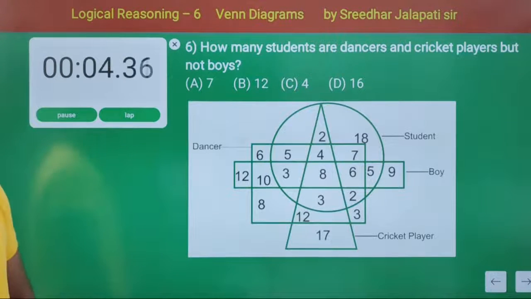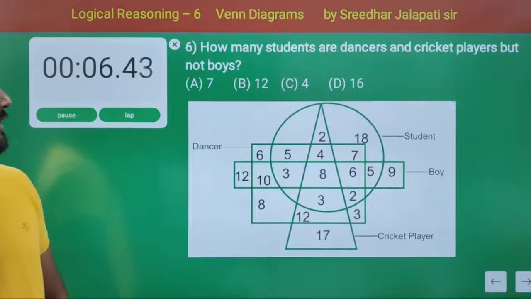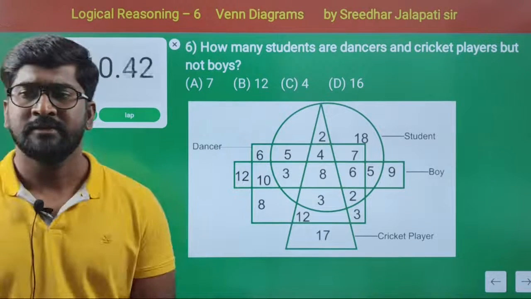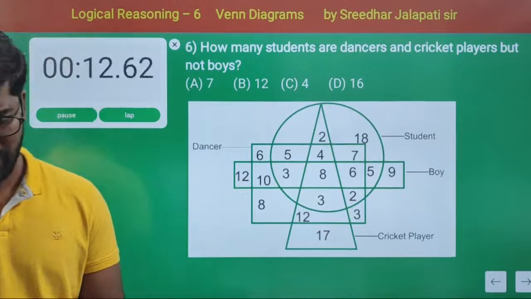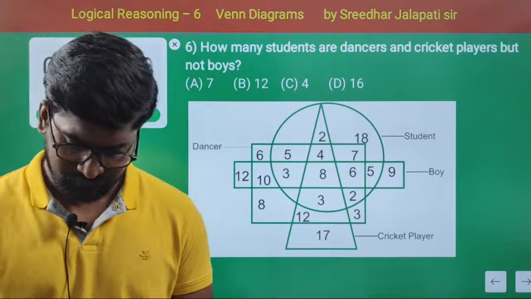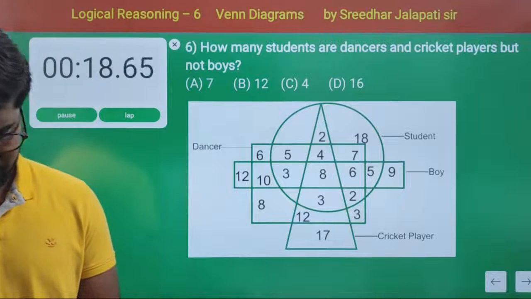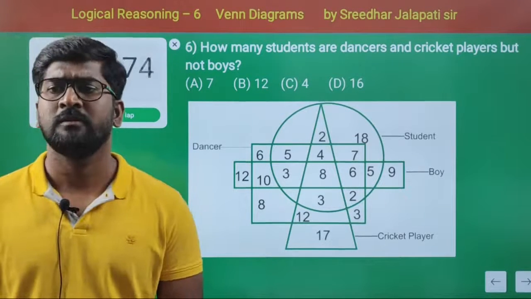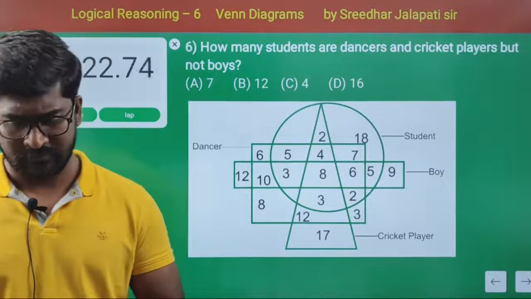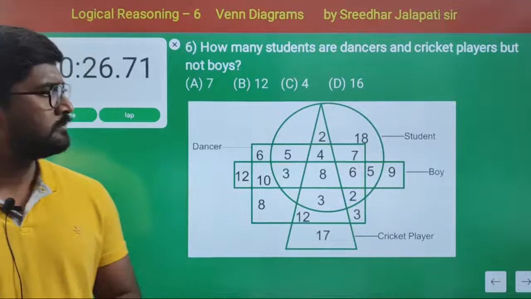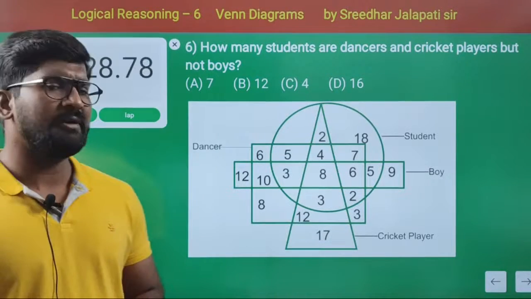Very confusing. I think altogether 4 variables are there. Dancers, student, boy, cricket player. So I have increased the level of difficulty.